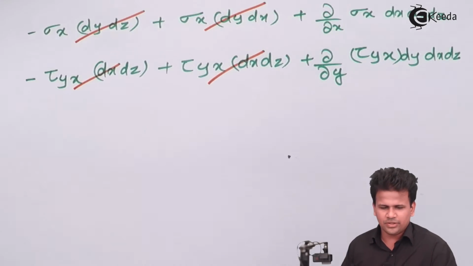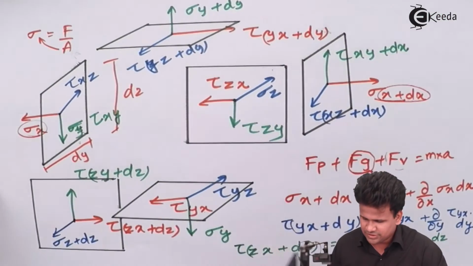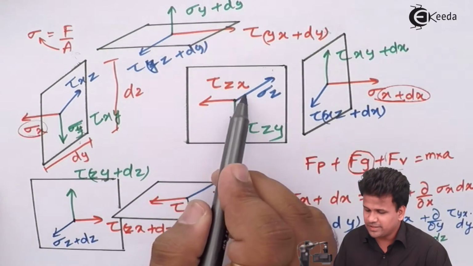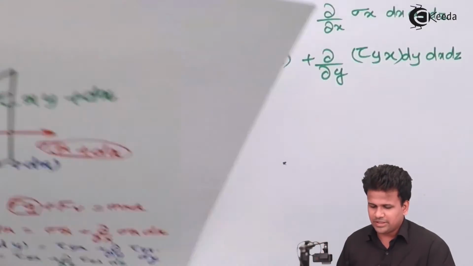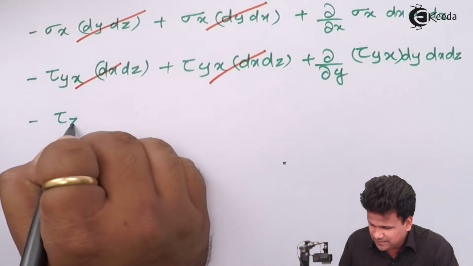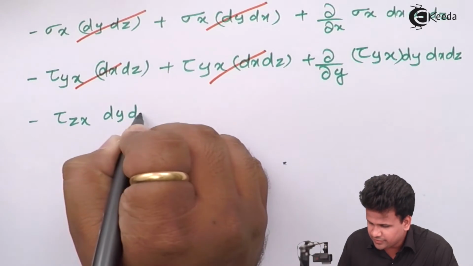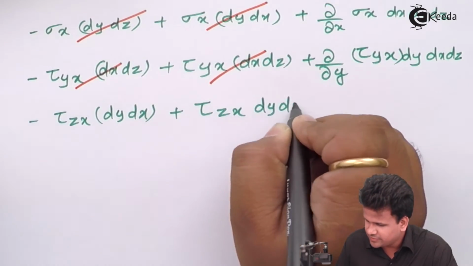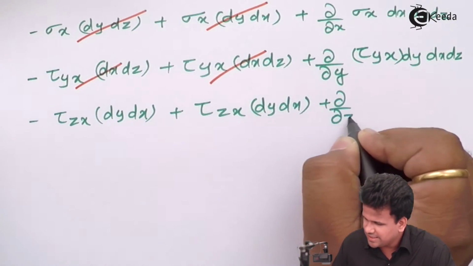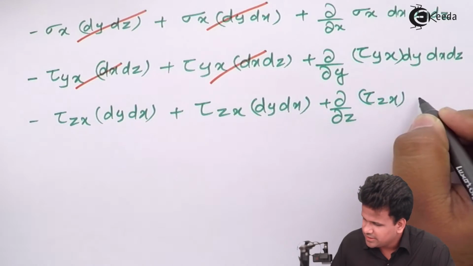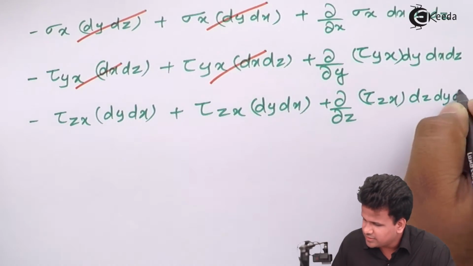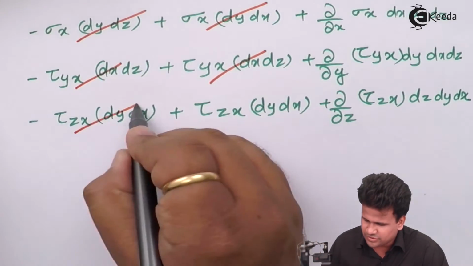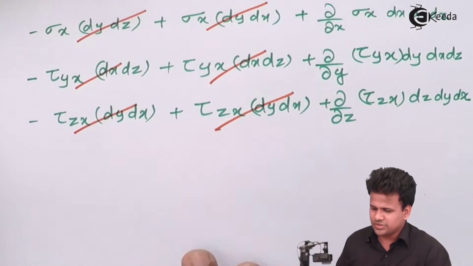And lastly we'll write down along z direction. Along z direction, along x direction z plane, this is going towards left, this is going towards right. So let us quickly write this down. This is minus of tau z plane x direction into dy into dx, plus tau of z plane x direction into dy into dx plus dou by dou z of tau of z plane x direction into dz dy into dx. So we have written all three terms, and what will cancel out over here will be these two terms. These two forces are equal in magnitude and opposite in direction.